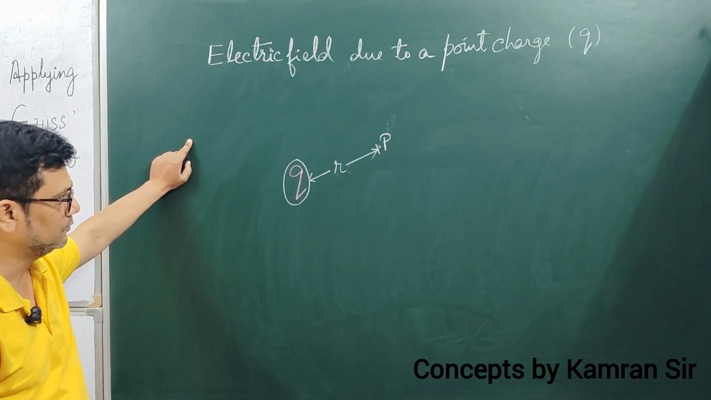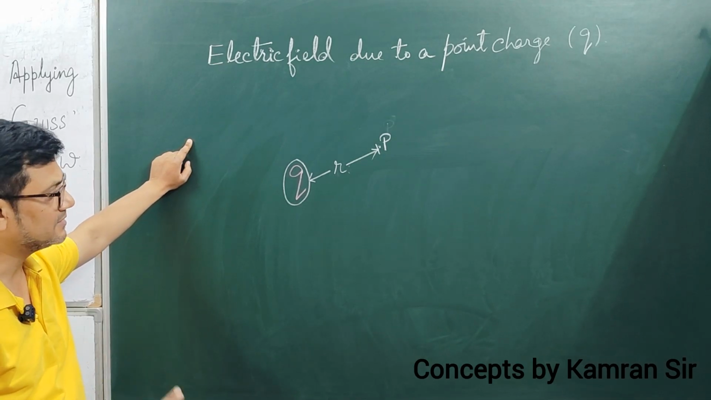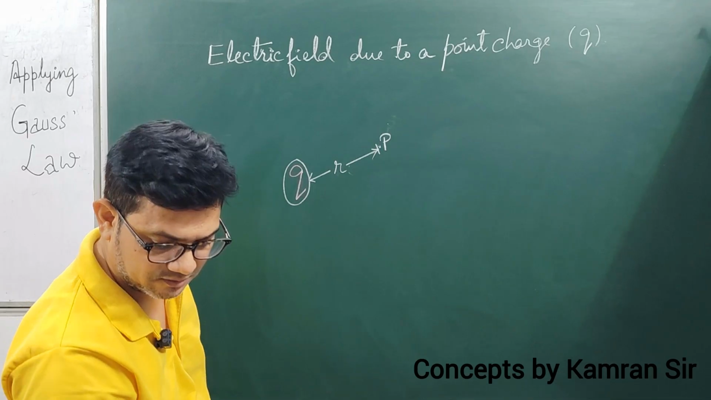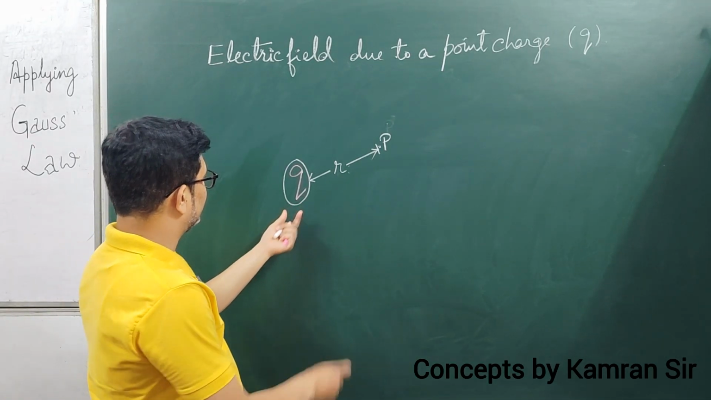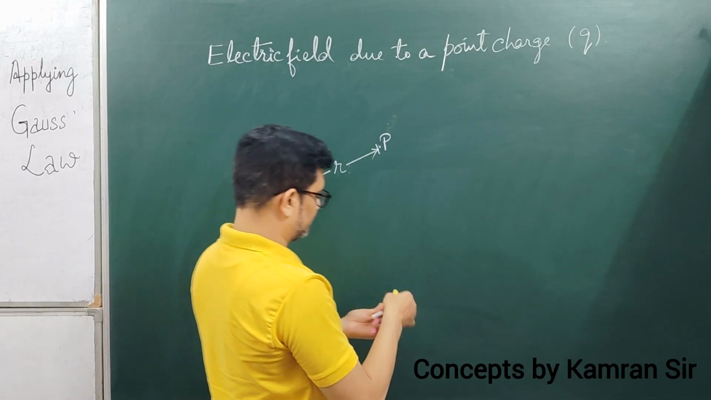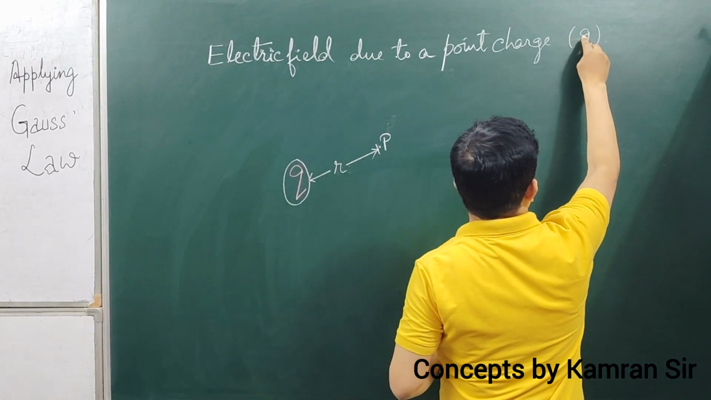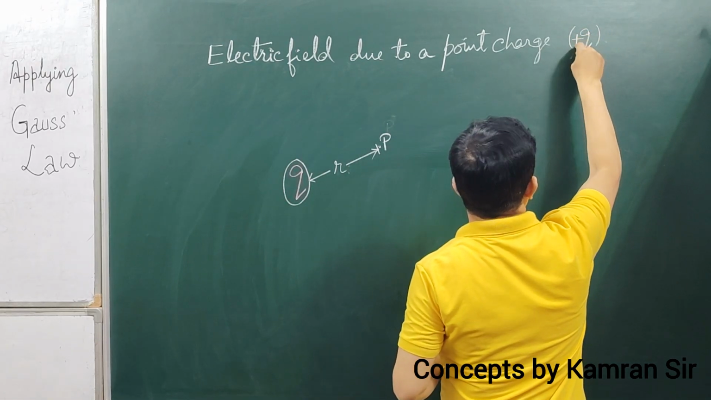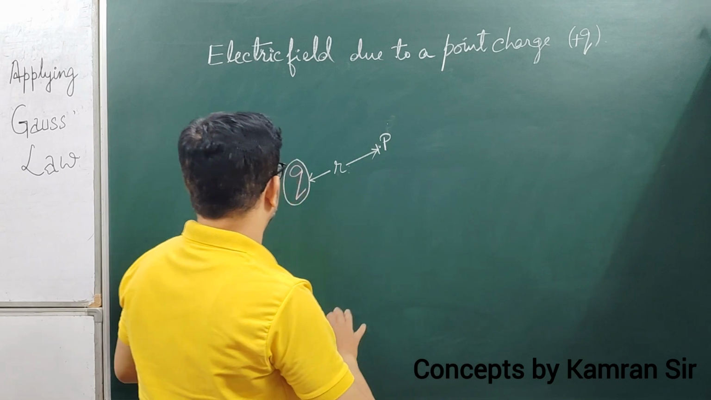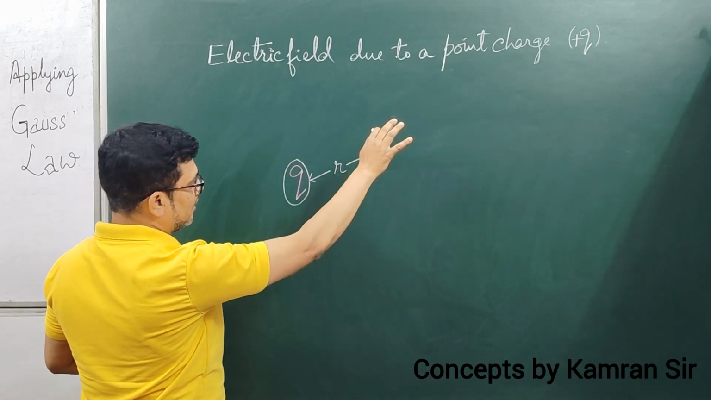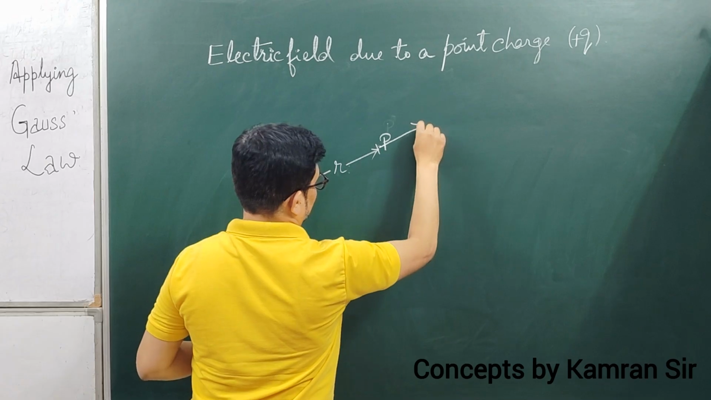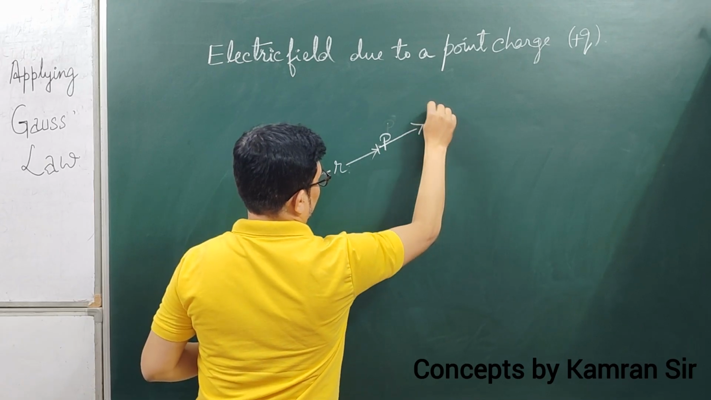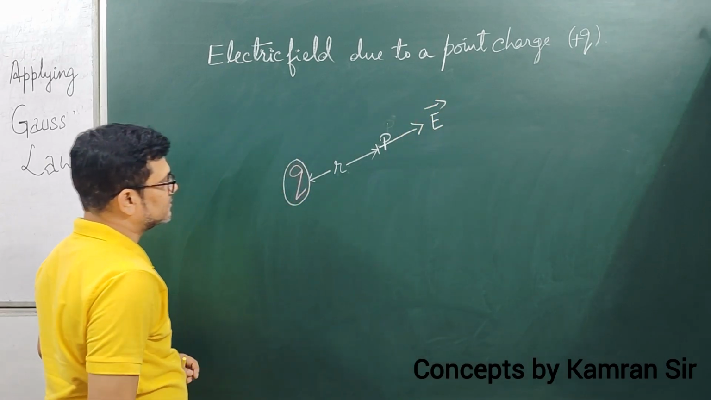So what we should do in the first instance is figure out what the symmetry is. If this is the charge, suppose it's given that it's a positive charge. So we know that the electric field is going to go radially outward. So the electric field is going to be in this direction. Okay, now it's in space.